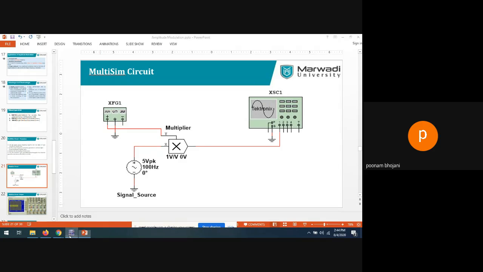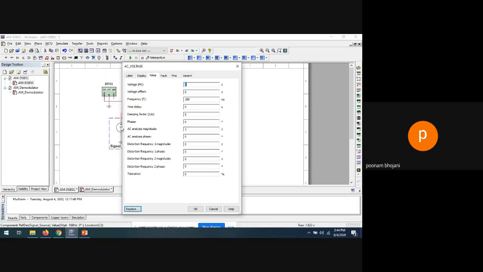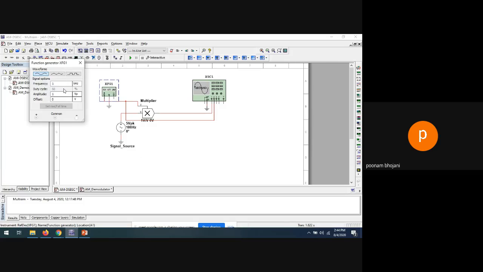So let me show you this circuit. See here, the multiplier has two inputs. One is 5 volt 100 hertz. See here, the frequency is 100 hertz, voltage is 5 volt. And second is the function generator, which has 1 volt and frequency is 1 kilohertz. Right? So you can keep this as, let's say, 10 volt. So high frequency, high amplitude. This is the carrier signal of 1 kilohertz, 10 volt amplitude.